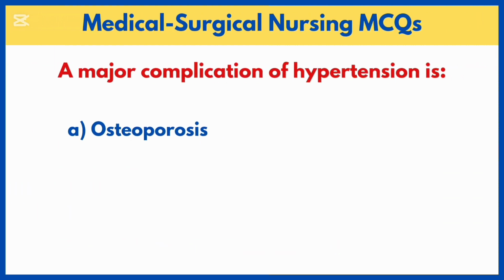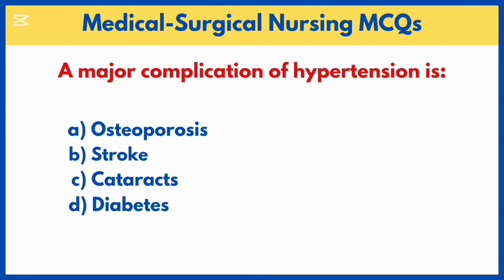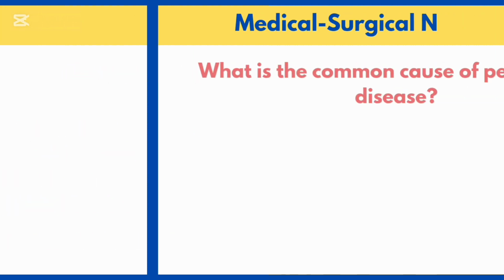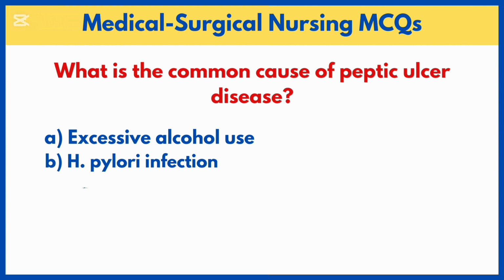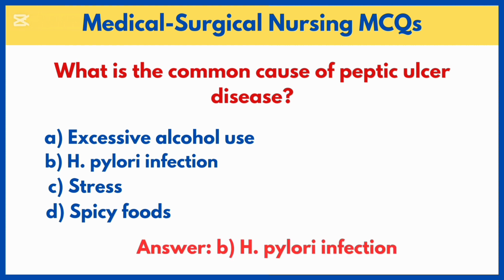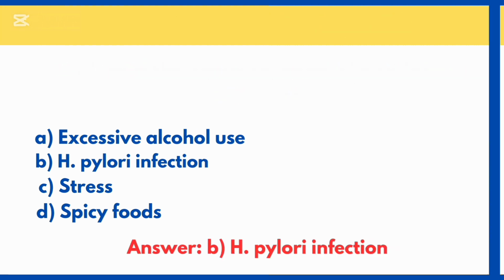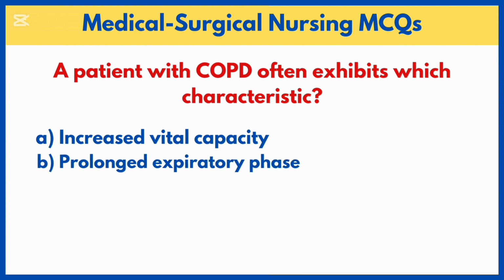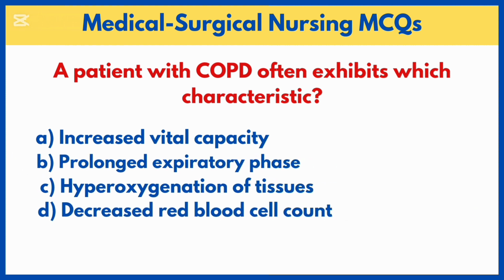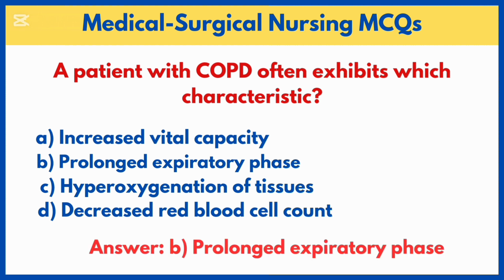A major complication of hypertension is. Correct answer is option B, stroke. What is the common cause of peptic ulcer disease? Correct answer is option B, H. pylori infection. A patient with COPD often exhibits which characteristic? Correct answer is option B, prolonged expiratory phase.